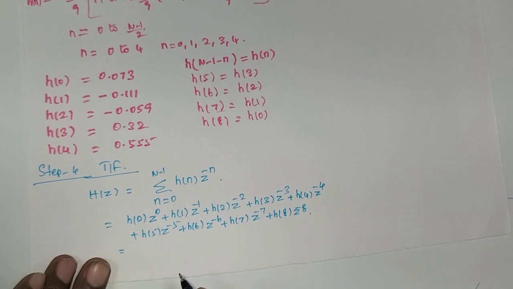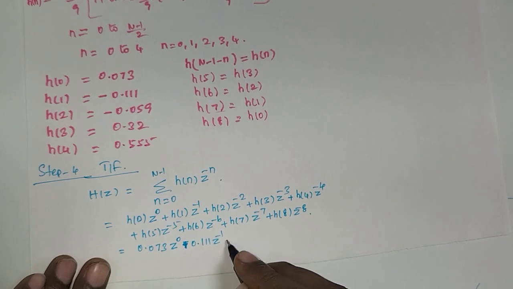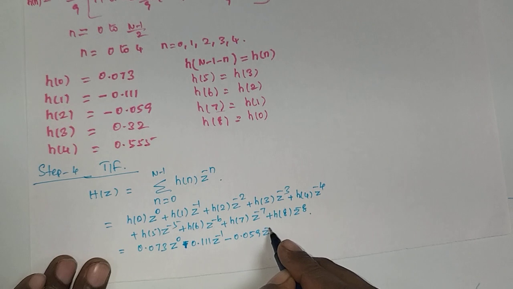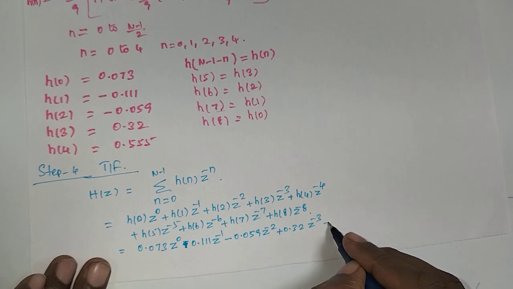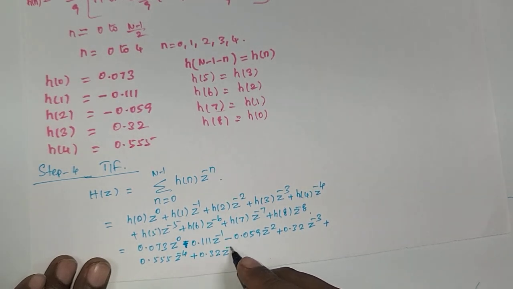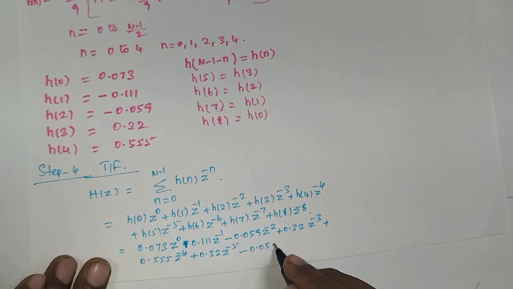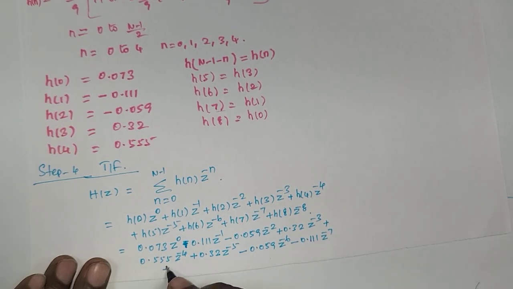And my filter transfer function is H of z equals h of 0, it is 0.073 into z power 0, plus h of 1 is minus 0.11 z power minus 1, minus 0.059 into z power minus 2, plus 0.32 into z power minus 3, plus 0.555 into z power minus 4, plus 0.32 into z power minus 5, minus 0.059 into z power minus 6, minus 0.11 into z power minus 7, plus 0.073 into z power minus 8.